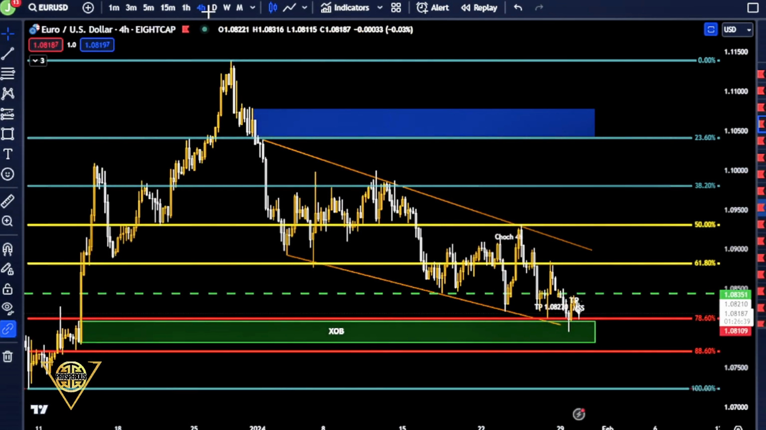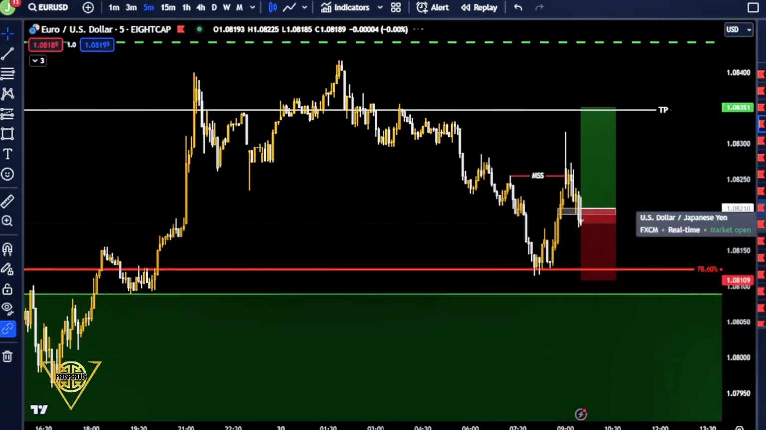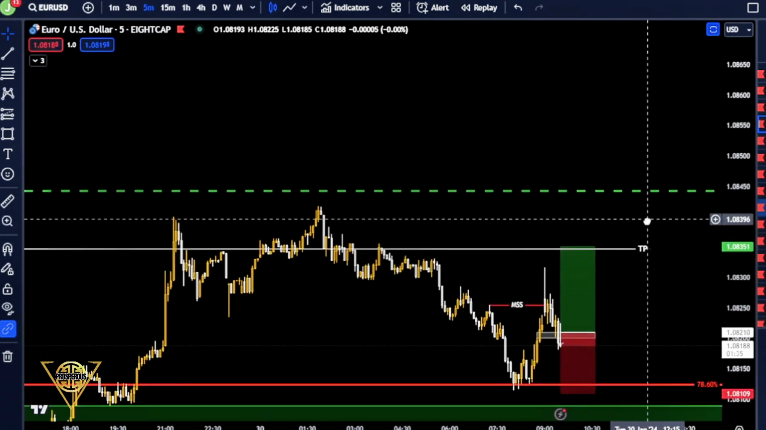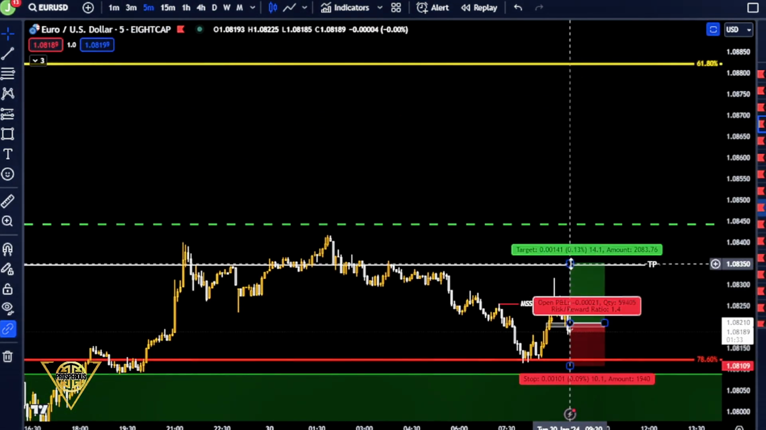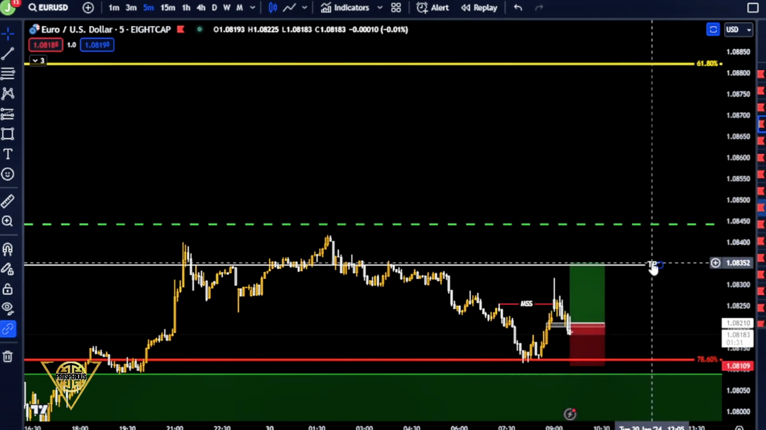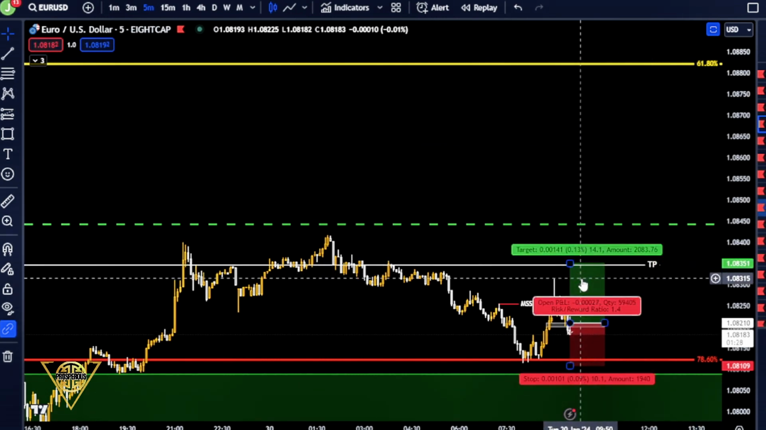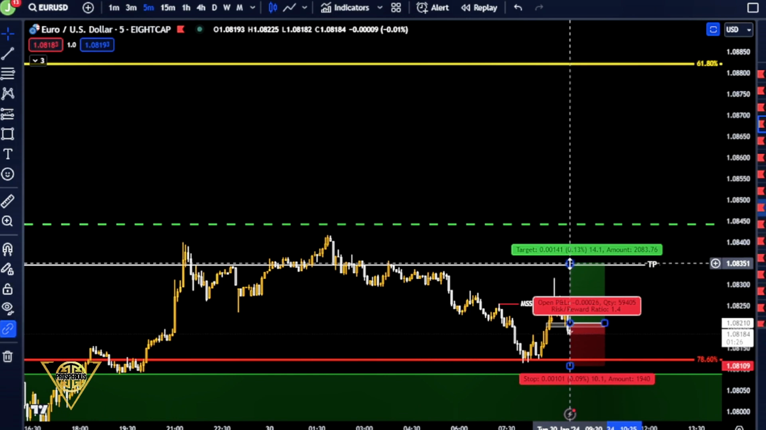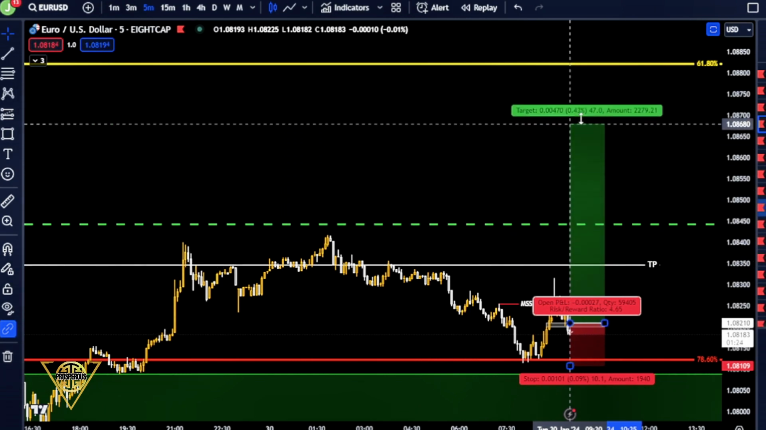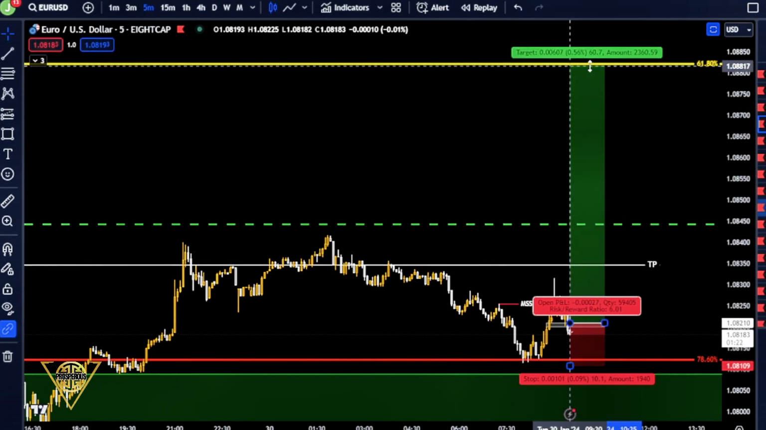So this is my plan with this EURUSD trade. First, of course, we want to see it start moving in the right direction. First take profit here, we're securing 14 pips. After those 14 pips, my next target is the 61.8. That's about 60 pips.